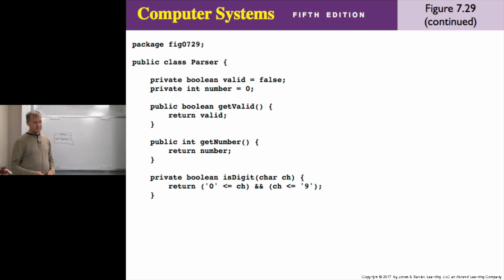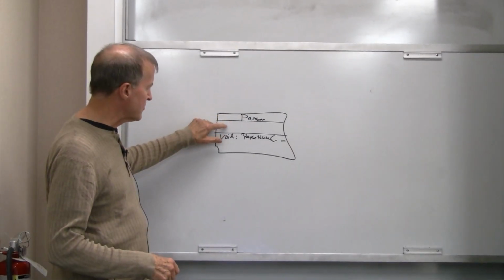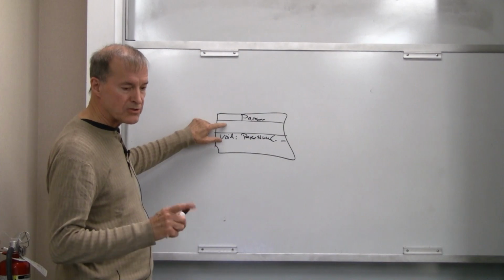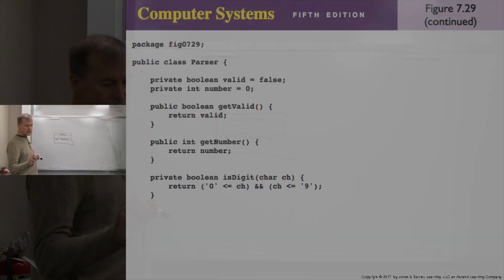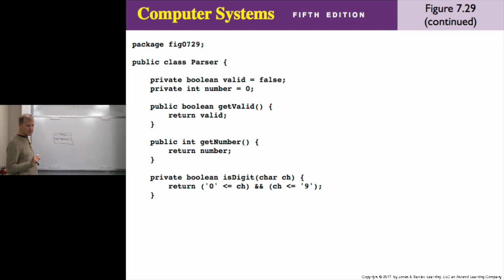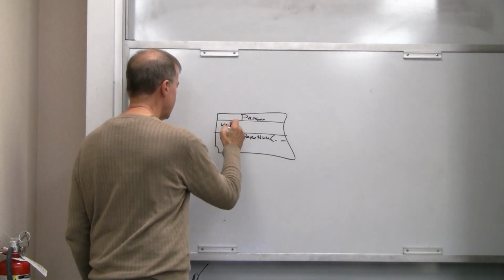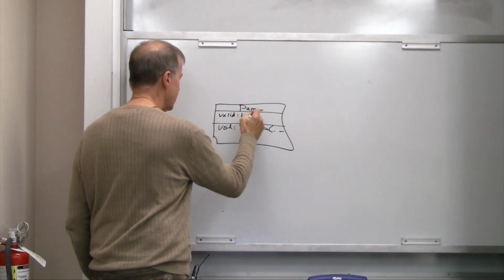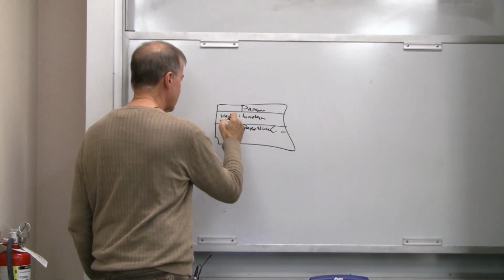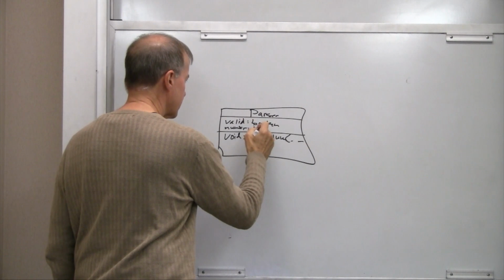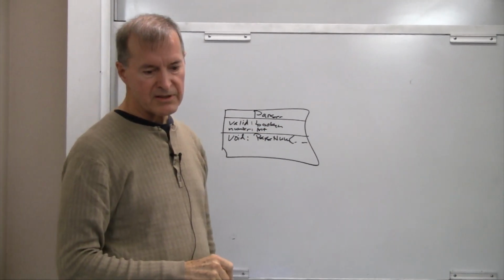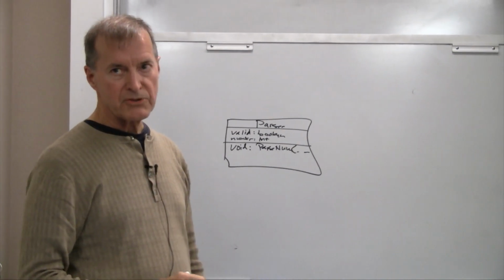Now check it out. In this UML diagram, the first box has the name of the class. What goes in the second one? Always attributes. What attributes do we have here in figure 7.29? We have valid and number. Is everybody clear? Valid is type Boolean, and number is type int. So those are attributes.